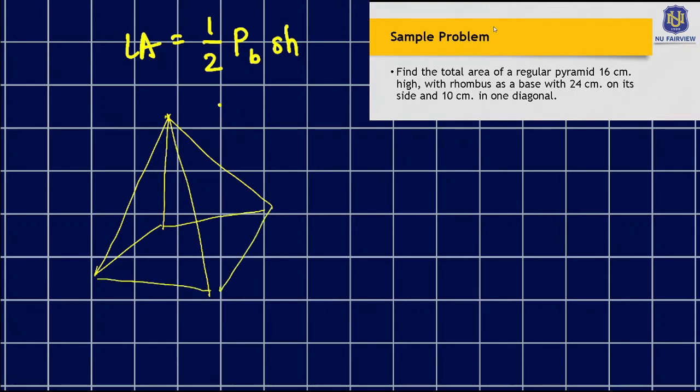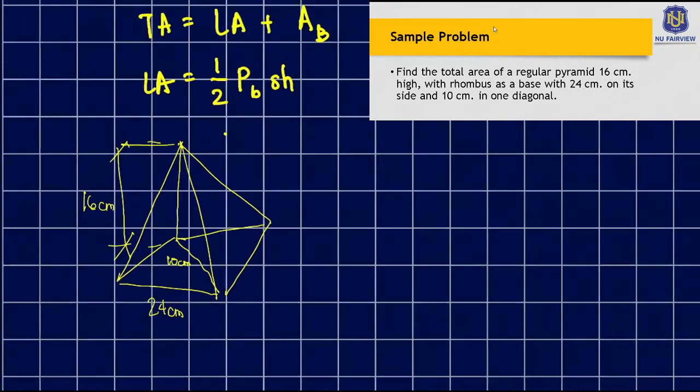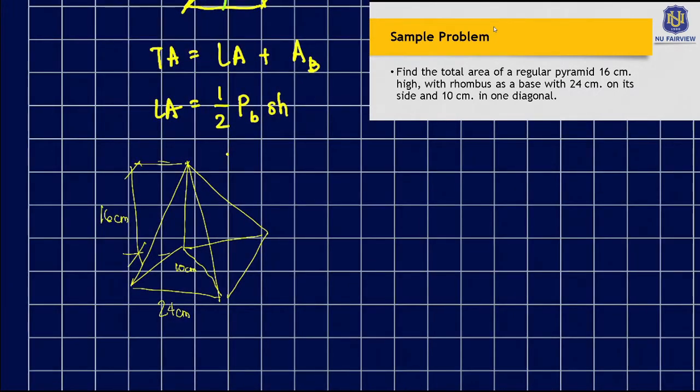So, that is a rhombus. At may height siya na 16 centimeter, and may base siya na 24 centimeter naman. And one of the diagonals is 10 centimeter. Okay. Now, to solve for the lateral area, we need to find the perimeter ng inyong base.